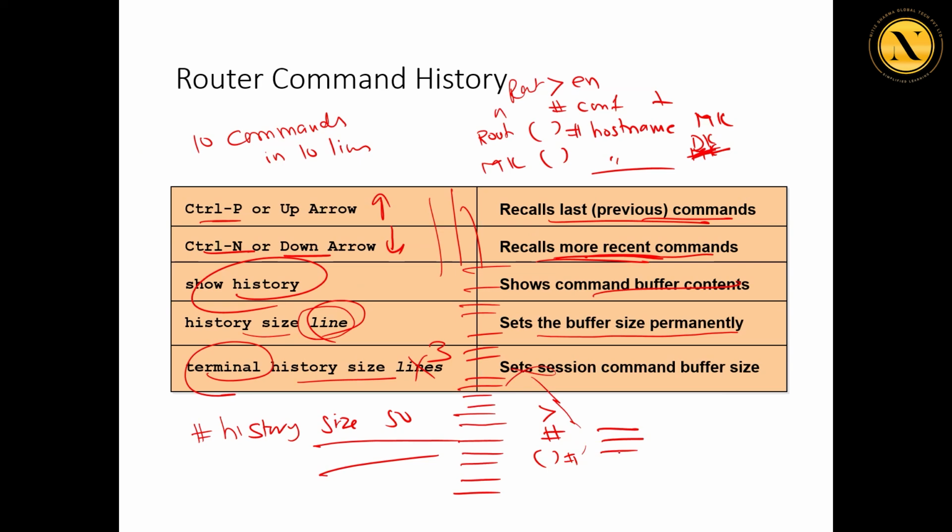That's it. Okay. Once you say exit, exit, exit and come out and then come in again, by default it will start saving 50 lines and 50 commands because you have said this. Otherwise by default, only 10 commands in 10 lines.